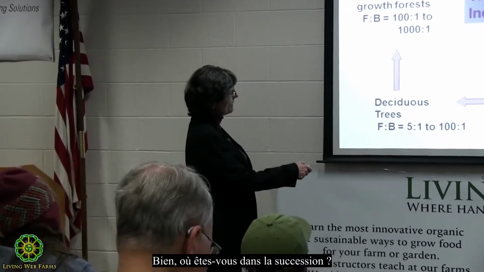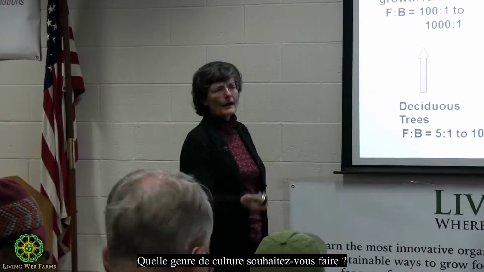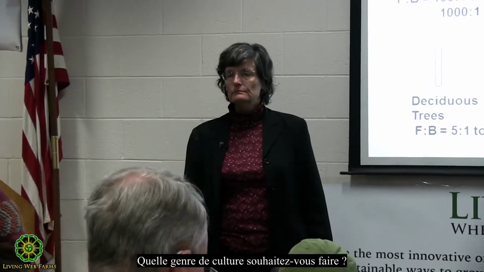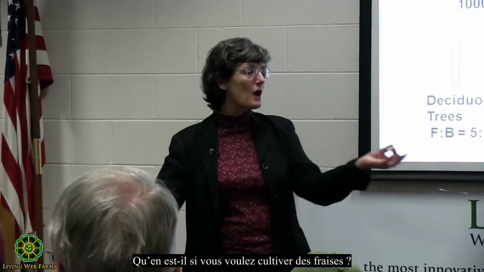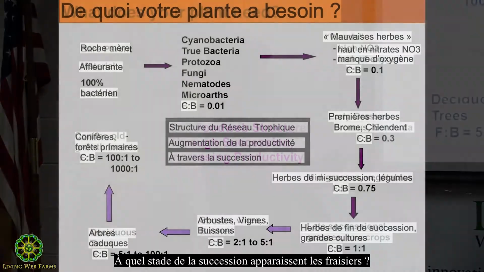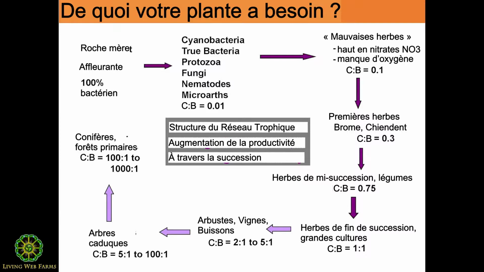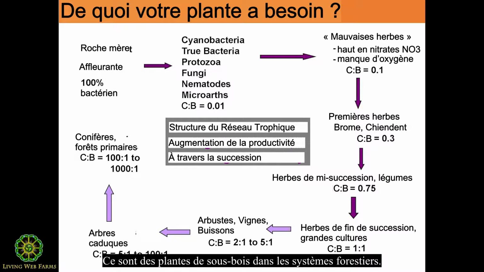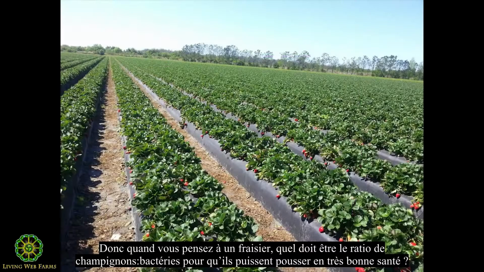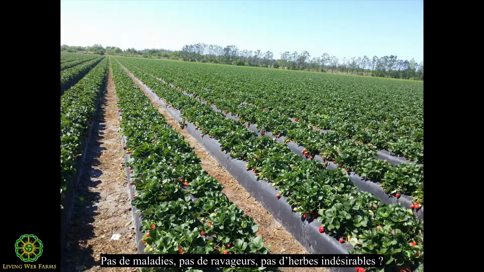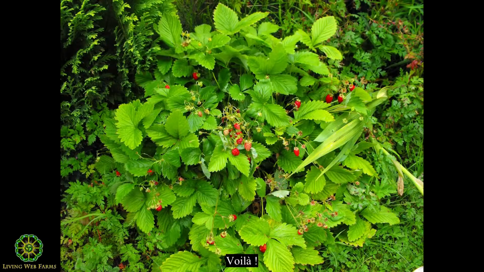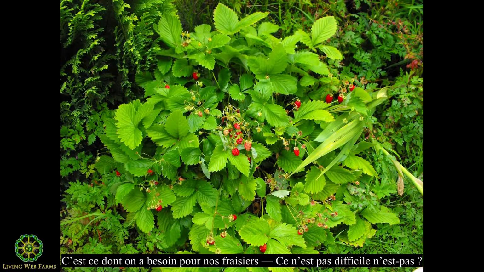So, where are you in succession? What kind of crop do you want to grow? So, what if you want to grow strawberries? Where in the successional process do strawberries occur? They're understory here in the forest systems. So when you think of a strawberry, what does that fungal to bacterial biomass ratio need to be for your strawberries to grow in an extremely healthy fashion? No diseases, no pests, no weeds. Well, there you go. That's what we need for our strawberries.